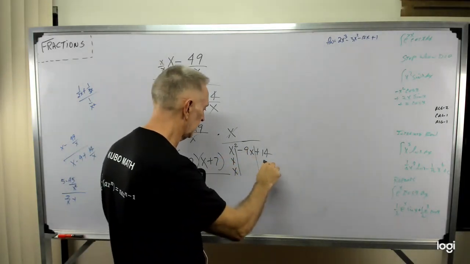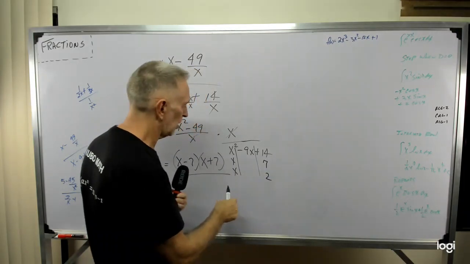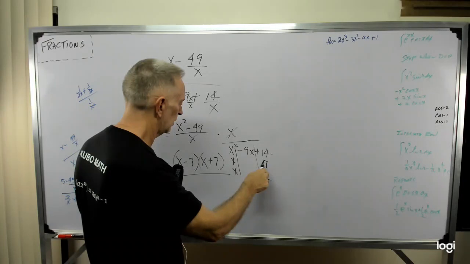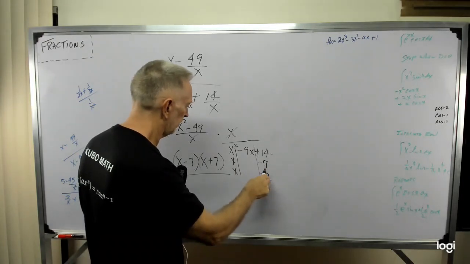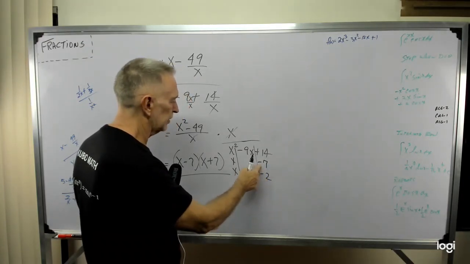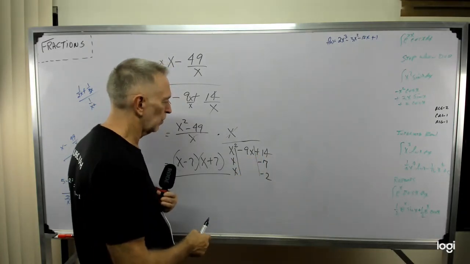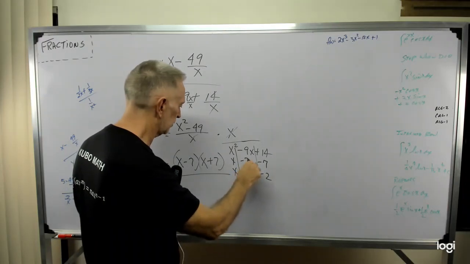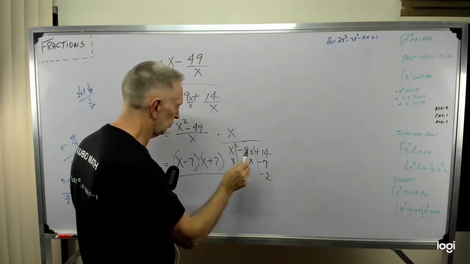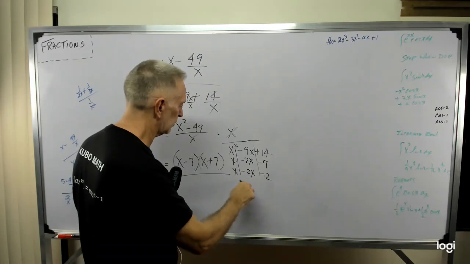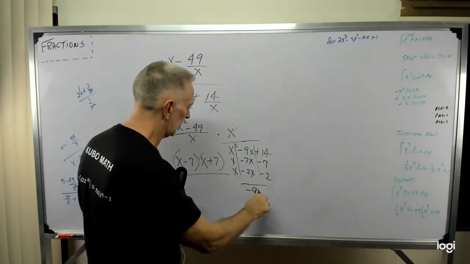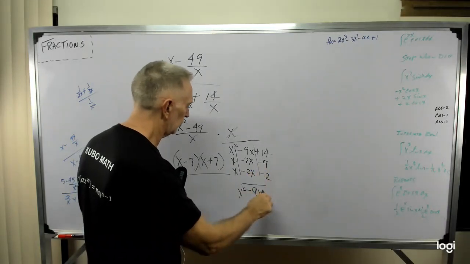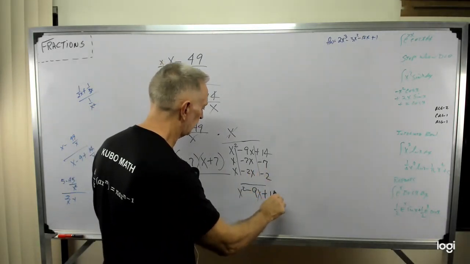Hey, look at this. 7 and 2 have some promise. Let's see. I need the larger one. Well, they both need to be negative. Okay, negative 2 times negative 7 gives me a positive 14. Now multiply the diagonals. Negative 7 times x is negative 7x. Negative 2 times x is negative 2x. Add those together, get a negative 9x. x times x is x squared. Negative 2 times negative 7 is positive 14.